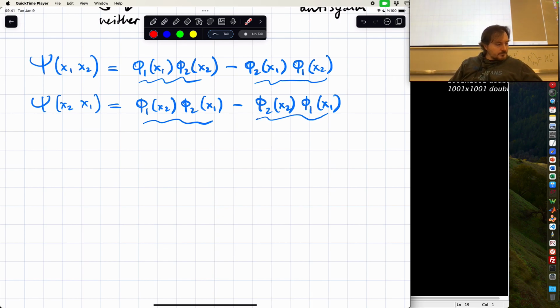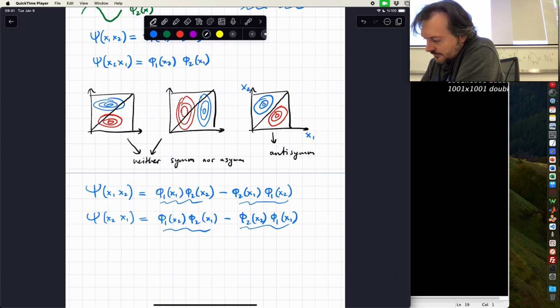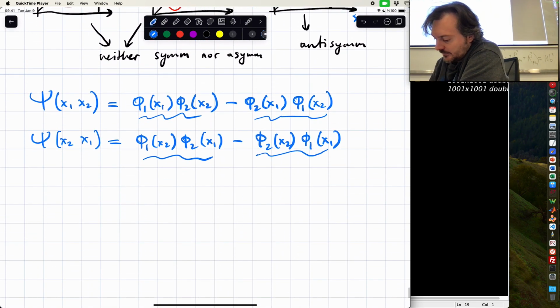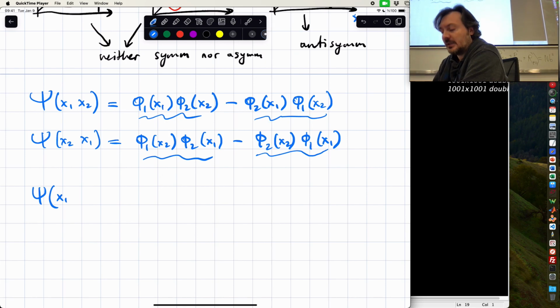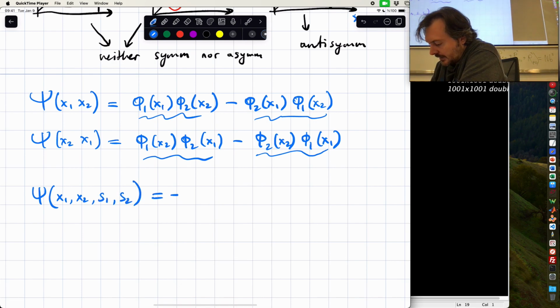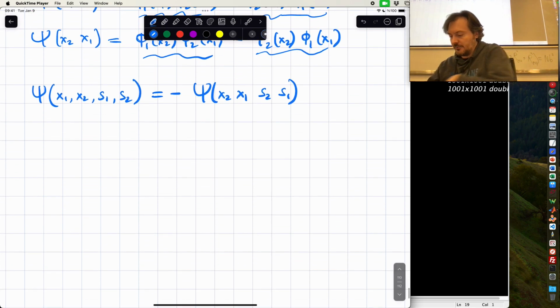Let me think just a little bit. But what we want to achieve is not just in space. We want to achieve antisymmetricity both in space and spin. We want this to be minus phi x2, x1, s2, s1. Does it make sense? This is what we are searching for electrons, because they are fermions.